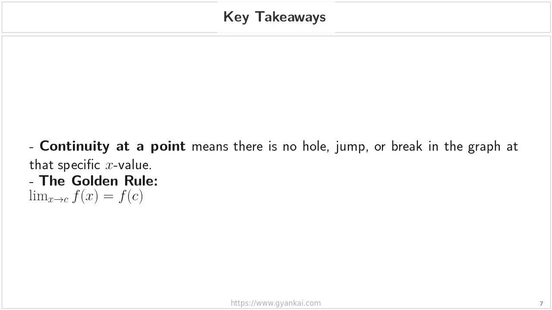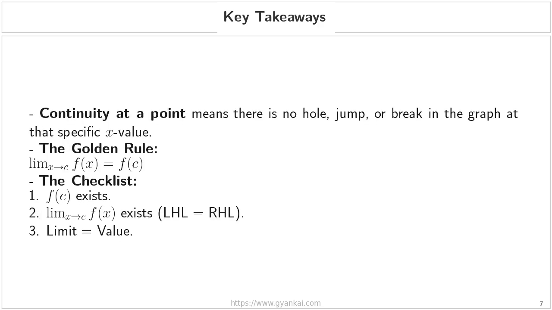This leads us to what we can call the golden rule of continuity. In formal mathematical terms, the limit of the function of x as x approaches c must be exactly equal to the function of c. This single equation is the heart of the entire concept. To ensure you apply this correctly in your problems and avoid the common mistakes we just mentioned, always follow this three-step checklist. First, verify that the function of c exists.